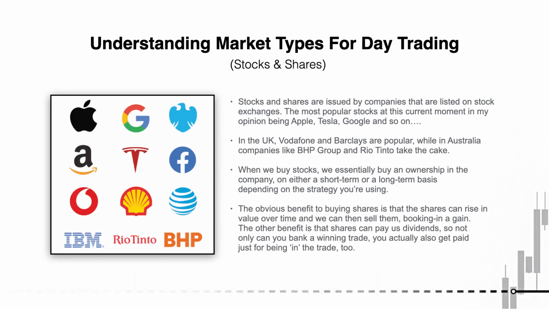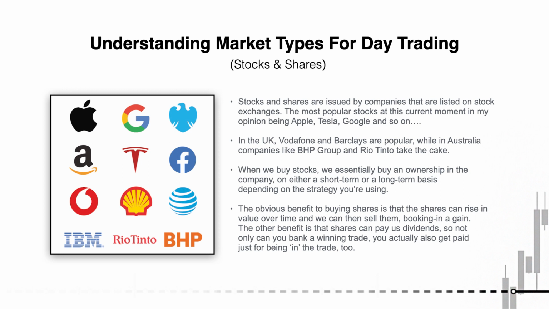Firstly, we have stocks and shares. Stocks and shares are issued by companies that are listed on stock exchanges. The most popular stocks at this current moment, in my opinion, being the likes of Apple, Tesla, Google, and so on, which are listed on the New York Stock Exchange over in the United States. In the United Kingdom, companies like Vodafone and Barclays are popular, while in Australia, companies like BHP Group and Rio Tinto tend to take the cake. When we buy stocks, we essentially buy an ownership in the company, on either a short-term or a long-term basis, depending on the strategy that you're using.